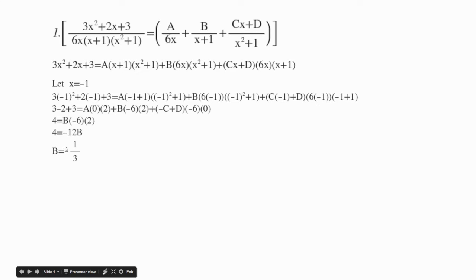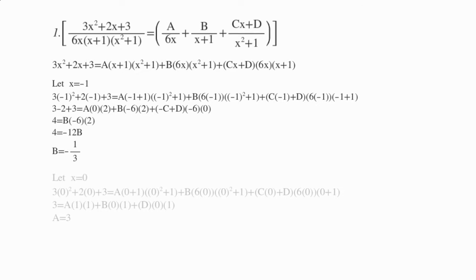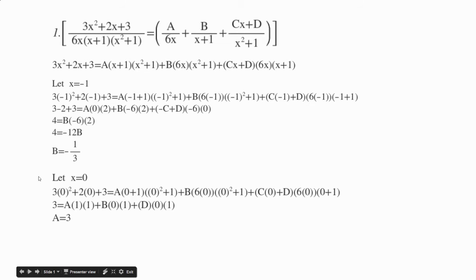All right, so now we've got to try to find out what A, C, and D are. So we're going to choose another easy number. We're going to let x equal 0. So put in 0 for all the x's. You get 3 times 0 squared plus 2 times 0 plus 3 equals A times 0 plus 1 times 0 squared plus 1 plus B times 6 times 0 times 0 squared plus 1 plus C times 0 plus D times 6 times 0 times 0 plus 1.